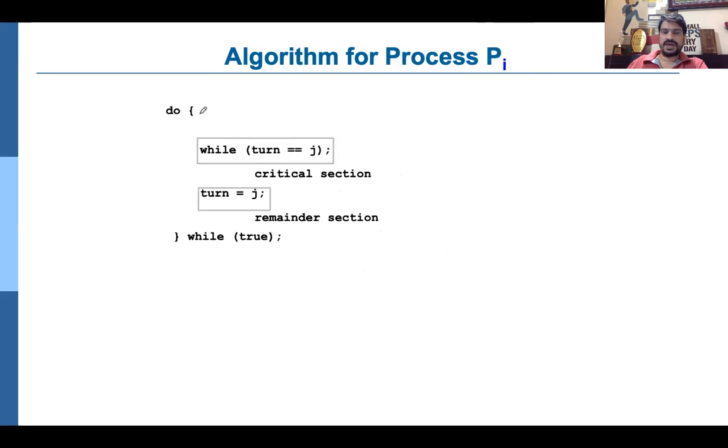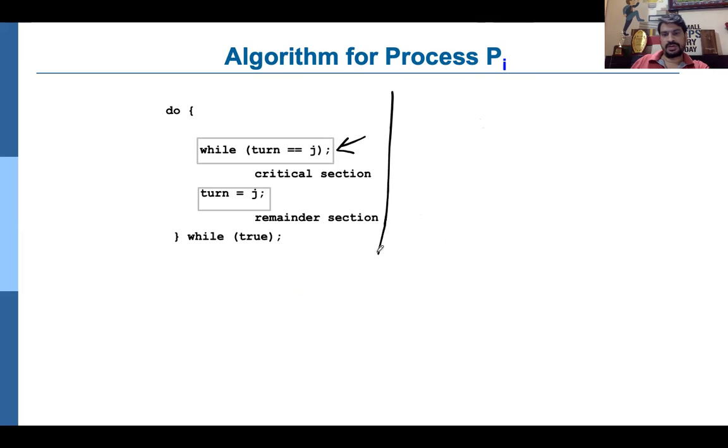In this example, we have the entry section. This is the entry section. Let's say we have a process Pi and we have a process Pj. Okay. So I'm just writing the code here. We'll come to the code later.